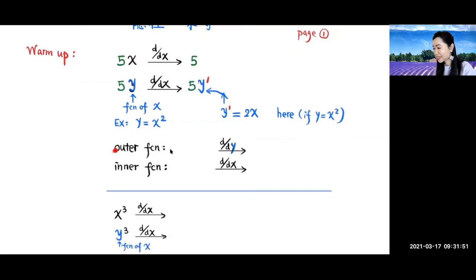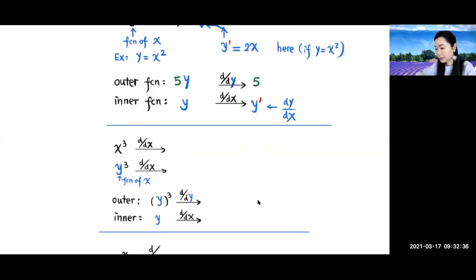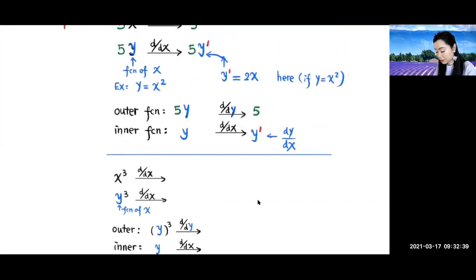Well, I actually broke it down into steps right here. This is actually a composition of two functions. The outer function is 5y. When you differentiate that with respect to y, you get 5. And then the inner function is this y over here. When you differentiate that with respect to x, you get y prime, which is the same as dy/dx. So the derivative of 5y is going to be 5 times y prime. So you need the y prime there.